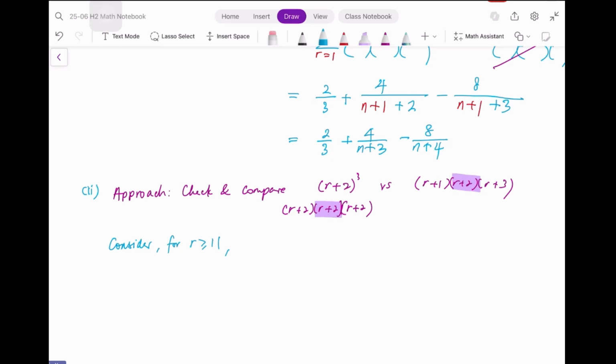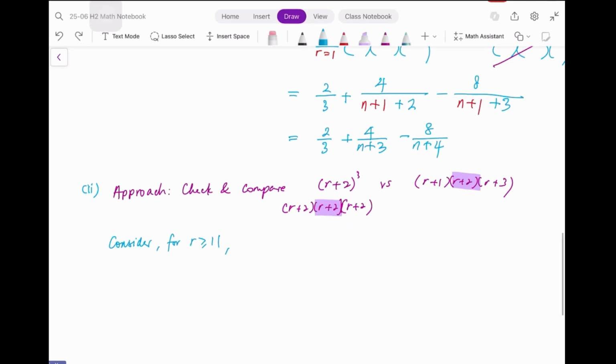Over here, let's expand this and see. This is r squared plus 4r plus r. Expanding this, this one will be r squared plus 4r plus 4. Okay, so obviously, which one is greater, the left one or the right one? The left one is greater, right? So left one more than the right one, like that.